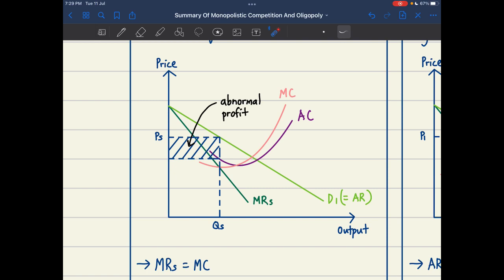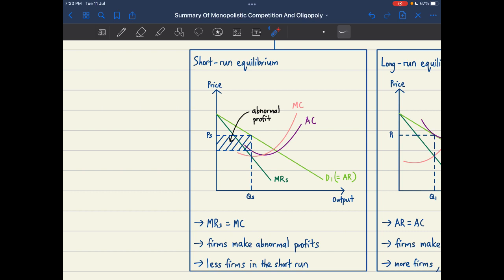And you can see that the average cost is actually lower than your average revenue. So this entire portion would be your abnormal profit. This is how much you earn from selling your product. This would be for the short run, MR equals MC. Your firms will make abnormal profits because there are fewer firms in the short run.